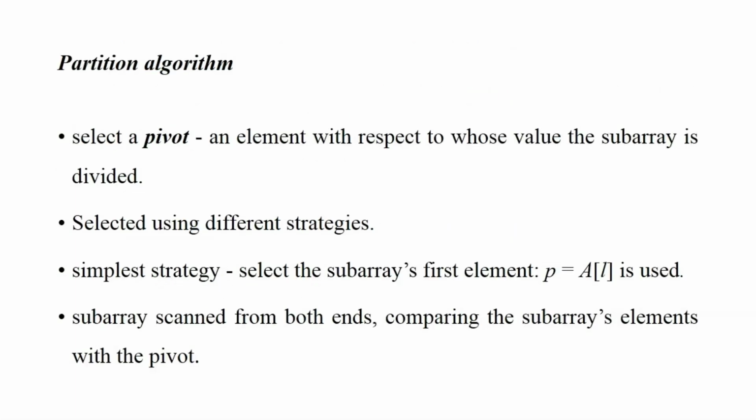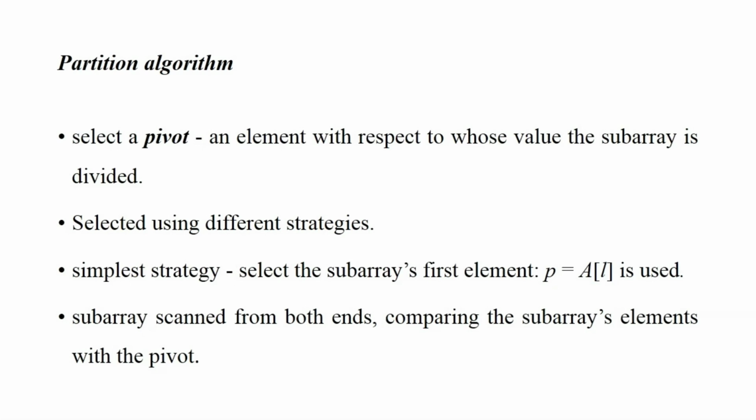So the partition algorithm is based on a pivot element. We need to select a pivot, which is an element with respect to whose value we are going to partition or divide the subarray. The pivot element is selected based on different strategies. You can take the first element as the pivot element, the last element as the pivot element, or any element can be taken. But the simplest one is to use the first element of the subarray as the pivot element. We are going to use the first element as the pivot element. So what is the index of the first element? L. So A of L will be our pivot element P.